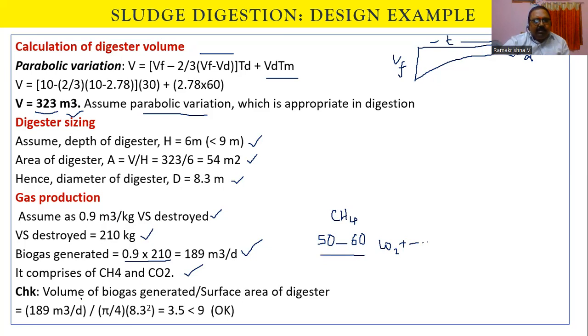So we have to do a check here on the volume of biogas generated per unit surface area of the digester. 189 meter cube per day is the gas generated as per the assumption, and 8.3 is the diameter. So the surface area, pi by 4 d square, comes to be 3.5. It should be less than 9. So this completes the design.